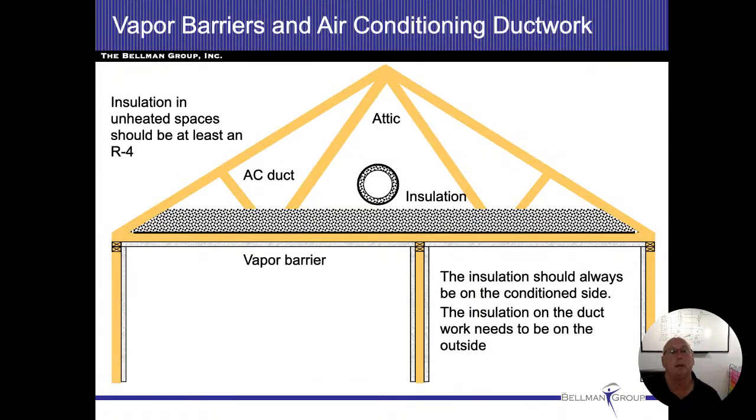Vapor barriers, air conditioning, ductwork. This is a test question. If ductwork is running through an unconditioned area, then it does have to be insulated, and it does have to be insulated at a minimum of an R4. That would be a good number to remember.